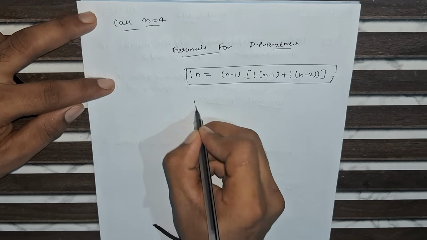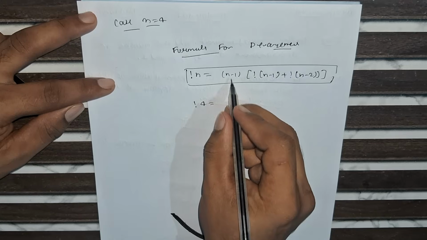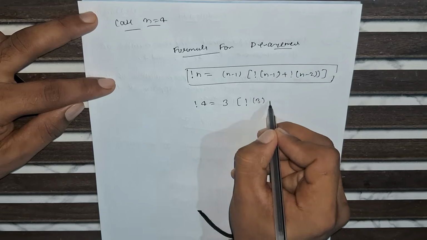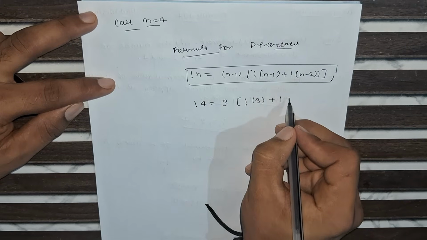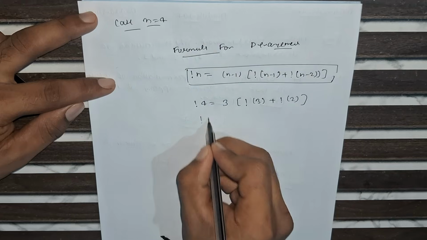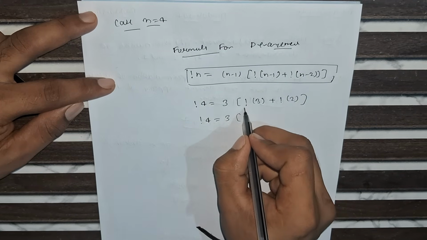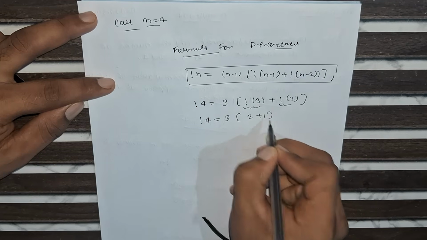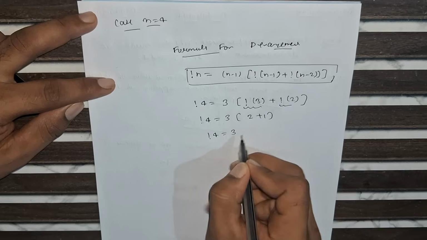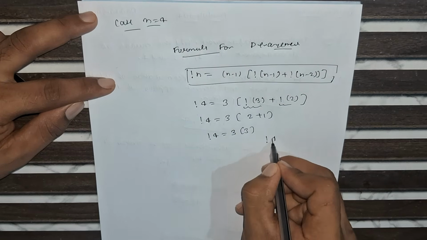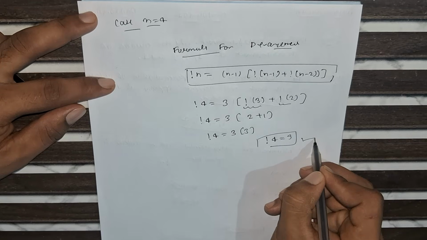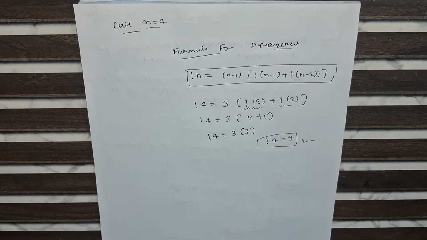So now the subfactorial of 4 equals, since n value is 4, 4 minus 1 is 3, so the subfactorial of 3, plus the subfactorial of 4 minus 2, which is 2. So the subfactorial of 4 equals 3 times, already we know the subfactorial of 3 value is 2, plus the subfactorial of 2 value, which is 1. So the subfactorial of 4 equals 3 times 3, which equals 9. This is the subfactorial value for n equals 4 which we have to find in this question. So you have to solve case by case in the examination to get full marks.